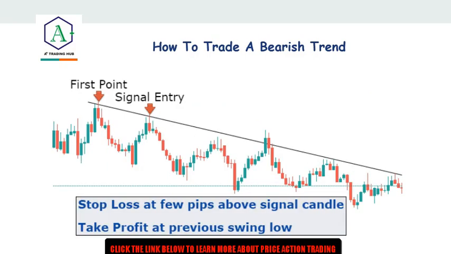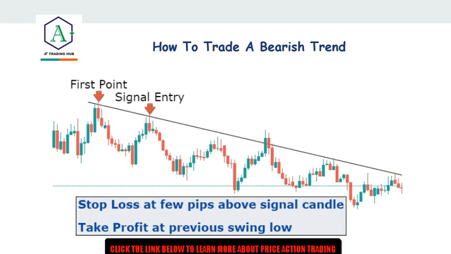So let's look at how you can trade a bearish trend. This is a bearish trend. Also, it's the opposite way of trading the bullish trend. You need to first identify the first and second points. When you do that, once price keeps retesting the trend line, you take your entry, and your stop loss should be away from the signal candle. Then your take profit will be at the previous swing low.